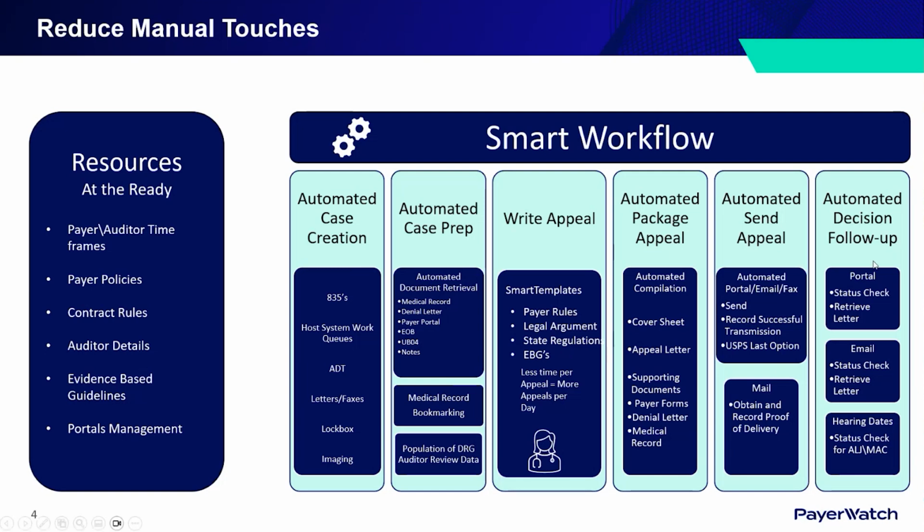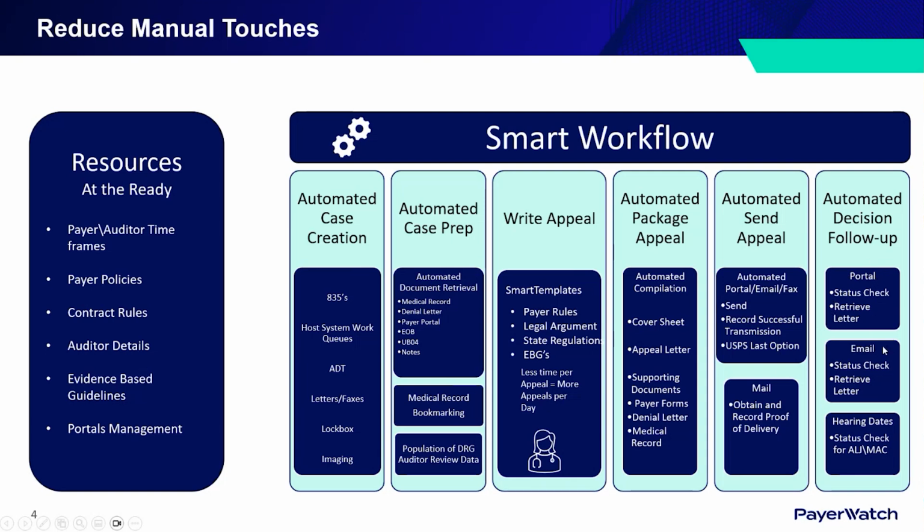We can automate that. As long as we're connected to the portal through Veracity, we can actually go in and do status checks and retrieve letters that are there. Okay, so we're going in at the account level to the particular payer, seeing if anything exists that's a decision letter or anything like that.